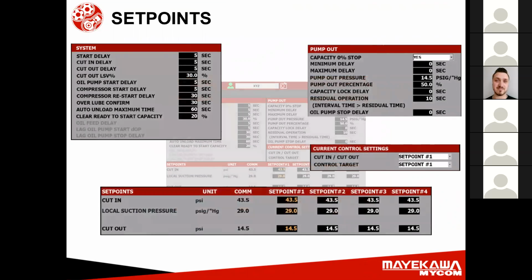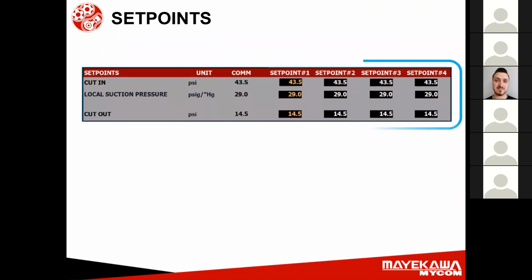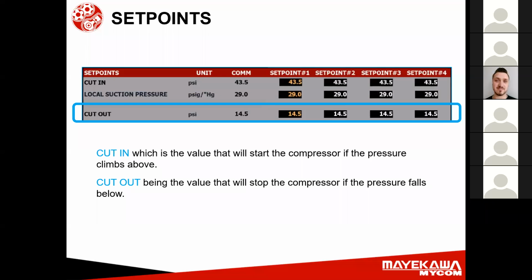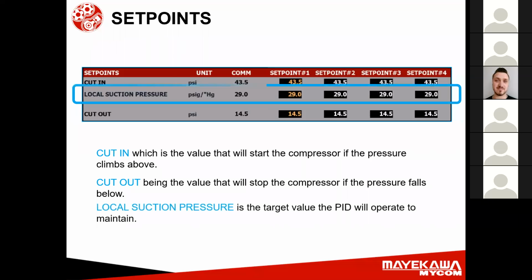And from here, let's start with the set points window, as it contains the main parameters we always want to know when talking about a system. What is our control pressure, and what is the acceptable operating window? We have 4 groups of set points that we can adjust here. In each set point group, we have a cut-in, which is the value that will start the compressor if the pressure climbs above. We have a cut-out, being the value that will stop the compressor if the pressure falls below. And we have our control target, which in this case is local suction pressure.